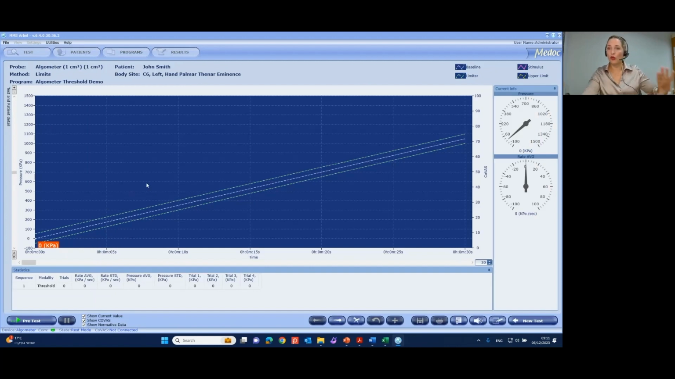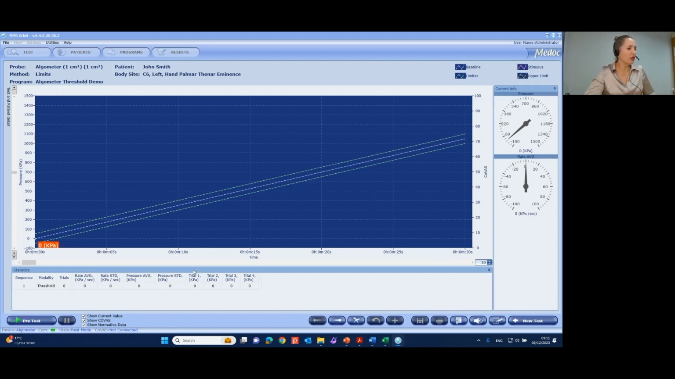Just to show you what we are looking at in this screen, we have this white line, and this is the line that we aim to follow. Later on, a pink line will show up, and the pink line is the actual pressure that I'm exerting. We would like our pink line to follow the white line as closely as possible. The two green lines are the pressure tolerance lines, and those are a visual aid for me to stick as close as possible to the white line.